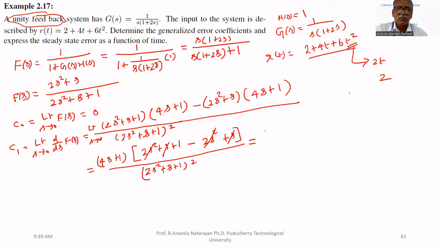That is equal to limit s tends to 0. If you make s tend to 0, this becomes 0, this becomes 0, this also becomes 0. Therefore, the remaining terms are numerator 1 only, and the denominator also 1. Therefore, C1 equal to 1.